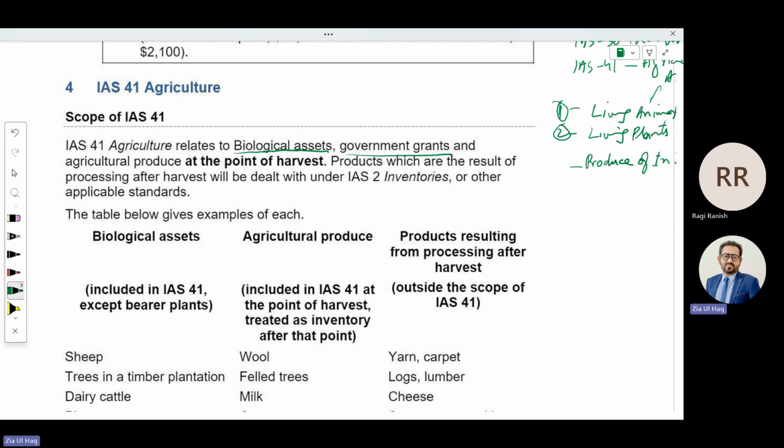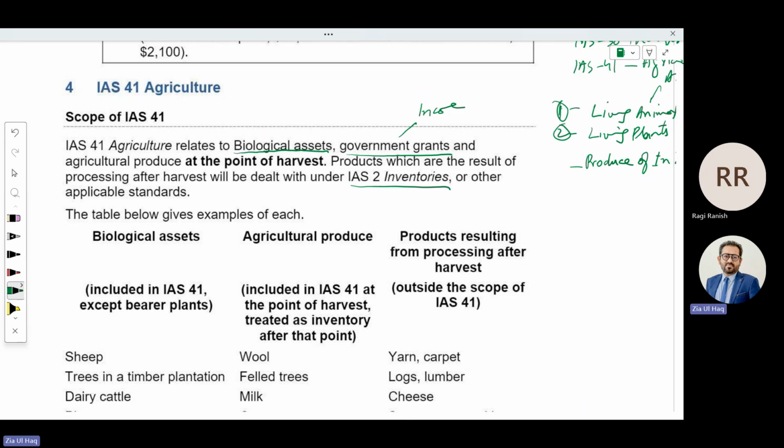Government grants: sometimes, especially in the agriculture sector, to promote it, the government provides some grants as well. That grant we should record as income. And agriculture produce at the point of harvest: fruits, vegetables, rice, wheat at the point of harvest. Products which are the result of processing after harvest will be dealt with under IAS 2 inventory.